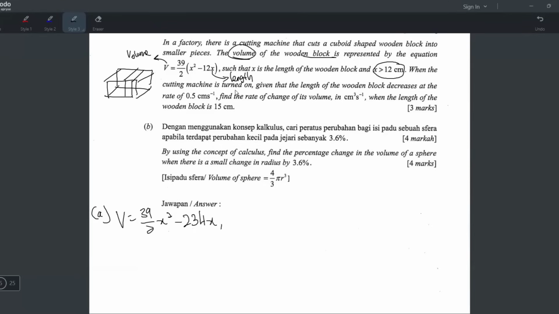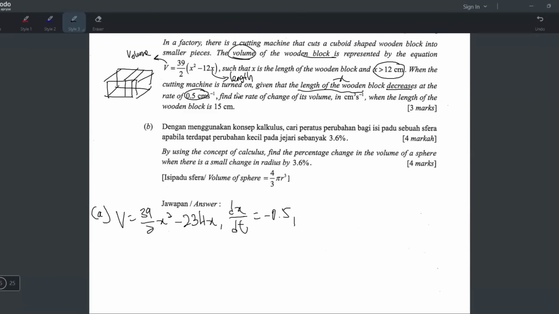When the cutting machine is turned on, given that the length of wooden block, means x lah. Yeah, the length is x, right? Decreases at a rate of 0.5. So it's a rate of change question. So when they give you the rate of change, you will have to write over dt. And since it's the rate of the length, right? So it will be dx dt. Use the x to represent length. They already said here, use x to represent length. So read again. Length of wooden block decreases at the rate of 0.5. It means dx dt equals negative 0.5. Yeah, decreases means you have to put negative.